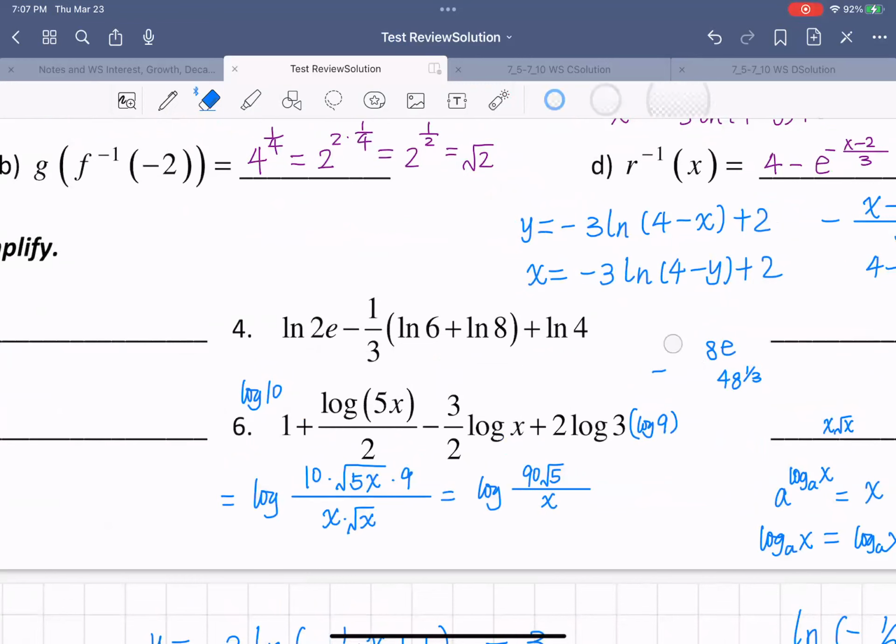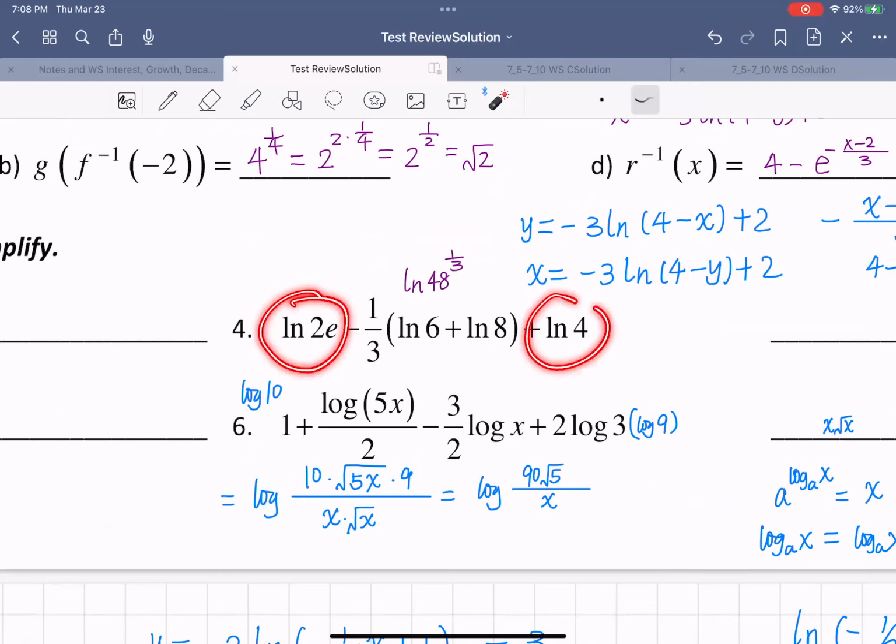I'm going to delete here. Let's first take care of this. Who is this? ln of 48. And then we will pull 1/3 to the shoulder. So this becomes ln 48 to the power of 1/3. This one and this one is plus.